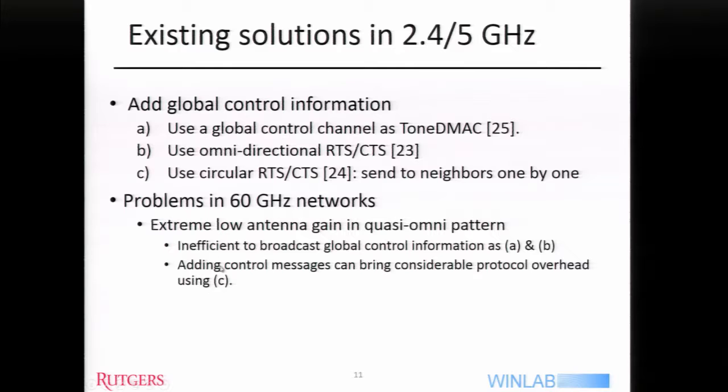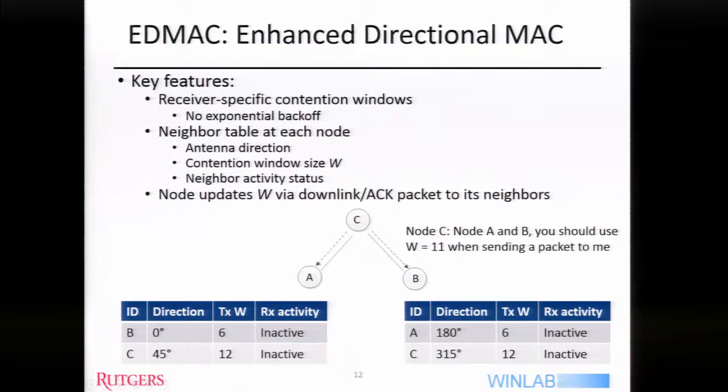And if they want to do the directional control message, it will bring too much overhead into the network, because for every packet it needs to talk to all its neighbors one by one. So in this way, we propose what is called enhanced directional MAC. We call it DMAC. And here is how the DMAC works.